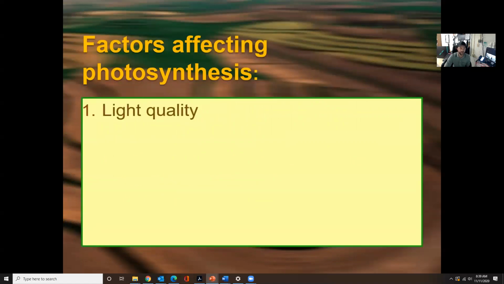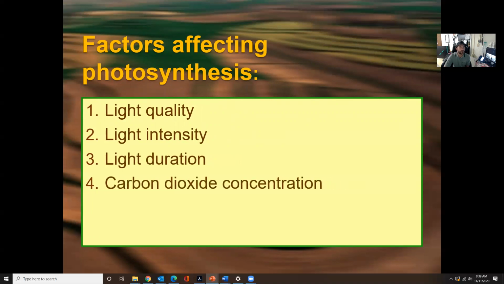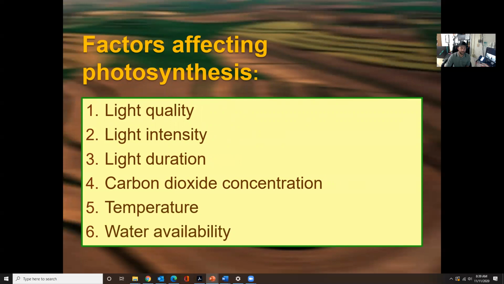So some factors affecting this: light quality, light intensity, light duration, carbon dioxide concentration, temperature, and water availability. So in our previous lecture, we talked about photoperiodism, which is photoperiod. So that would be the light duration and how hard and whenever it's hitting the plant. So make sure you go back and check out some of my other presentations on here if you're unclear on any of these.